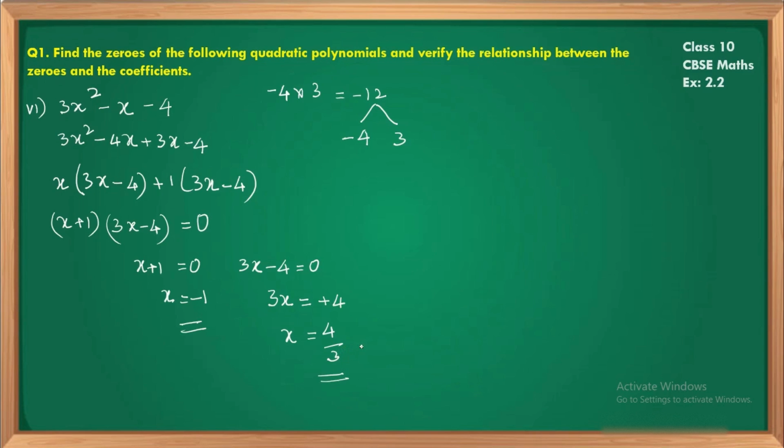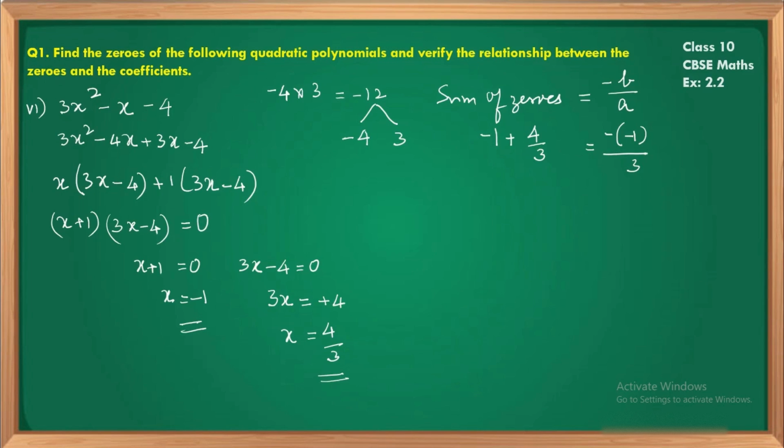Now the second part of the solution is verification. We do that by sum of zeros is equal to minus b by a, and let us put the zeros here first. Minus 1 plus 4 by 3 is equal to minus b. What is b here? B is minus 1, that is minus of minus 1 upon a. A is 3, which is the coefficient of x squared.